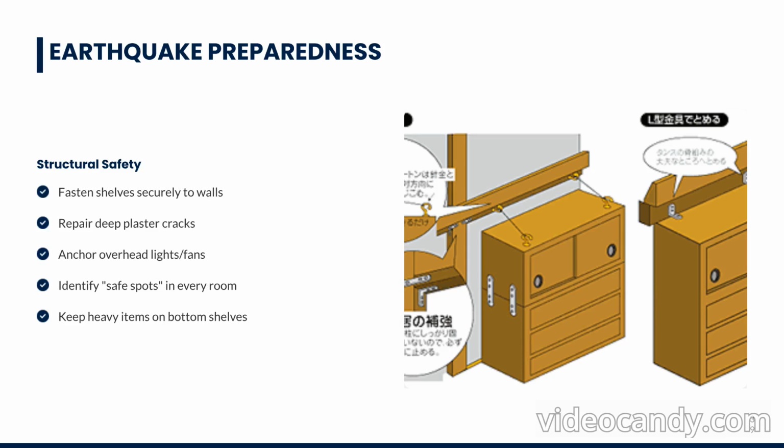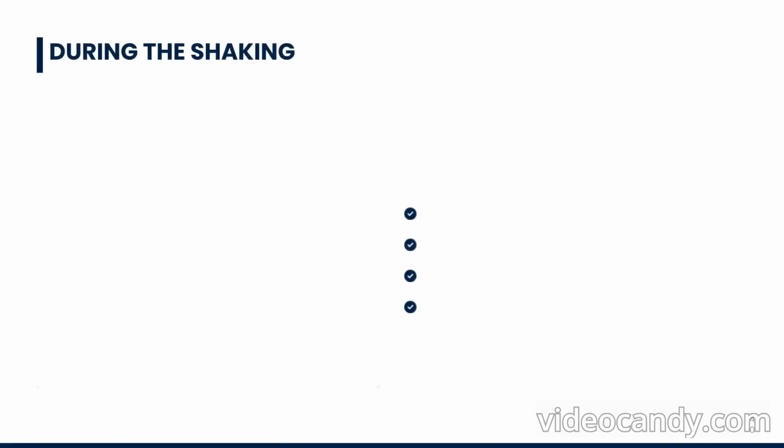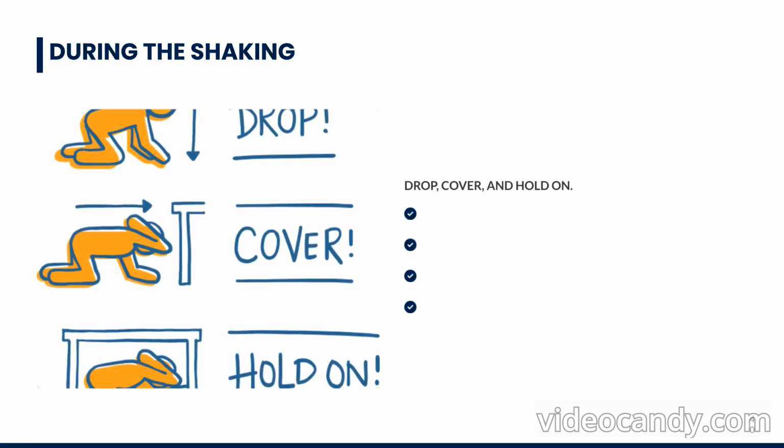Earthquake structural safety measures involve securely fastening shelves to walls, repairing deep plaster cracks, and anchoring overhead lights and fans. Identify safe spots in every room and keep heavy items on the bottom shelves. During the shaking, remember the core action: drop, cover, and hold on.